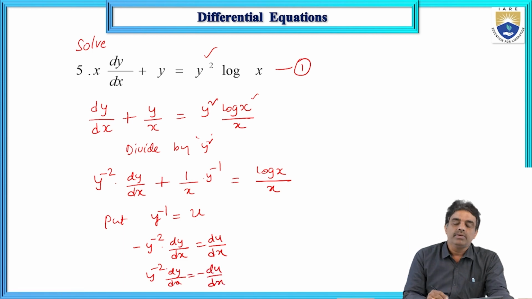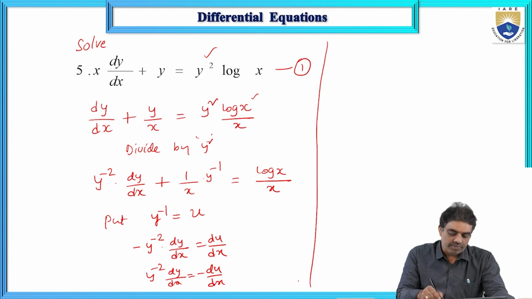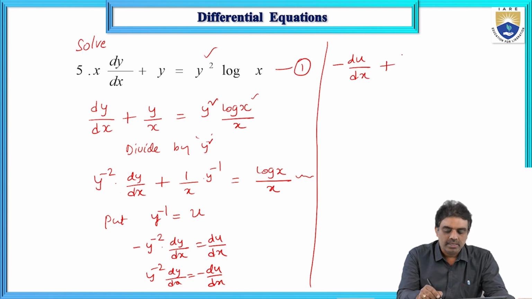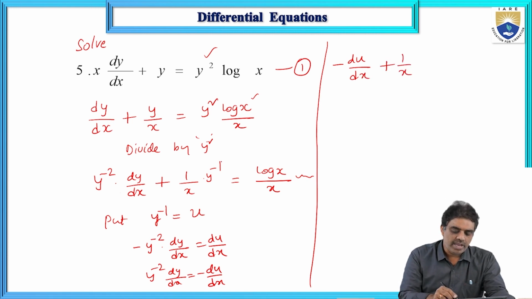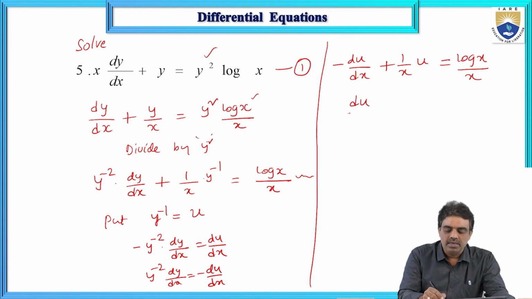Just the minus sign will transform to the right side. Now, what does the equation reduce to? This equation reduces to: y to the power minus 2 dy by dx is reduced to minus du by dx, plus 1 by x, y to the power minus 1, that is u, is equal to log x by x. Or on multiplying throughout with the minus sign, du by dx minus 1 by x u is equal to minus log x by x.